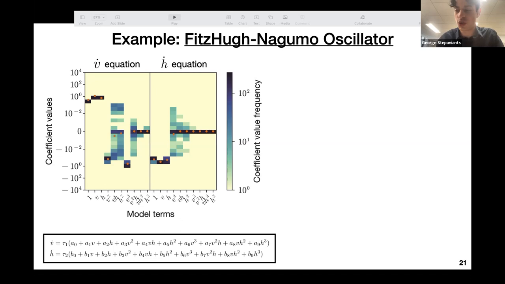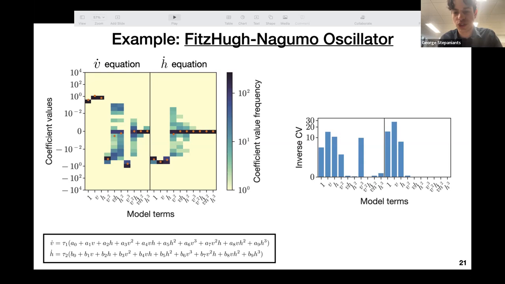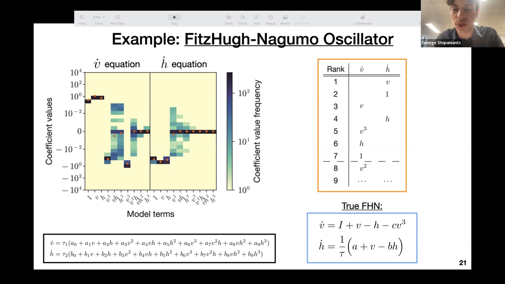So what you can do is rank these coefficients based on their mean divided by the standard deviation from this heat map, which is also known as 1 over the coefficient of variation. And if you do this, you see that the terms with the largest score end up being the correct terms that appear in the true Fitzhugh-Nagumo equations.